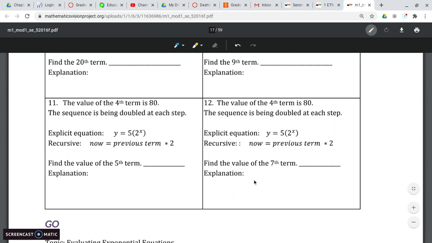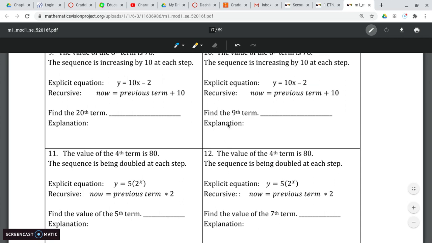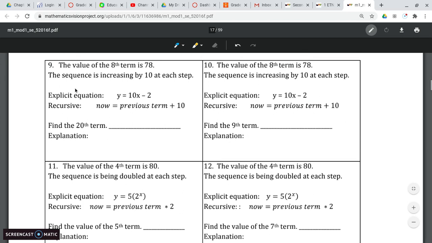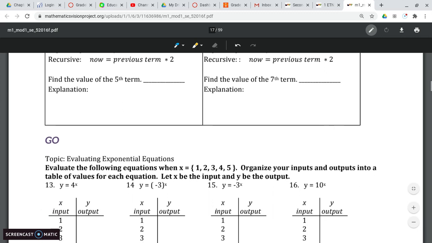Now, on these ones here, you don't have a table. So it's saying the value of the 8th term is 78. The sequence is increasing by 10 at each step. It gives you the two equations and wants you to find the 20th term. So it's giving you what term you know. So be careful as to what term it's asking you to find, and in terms of thinking about how you're going to do that.